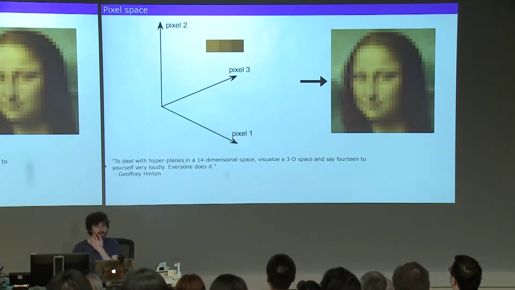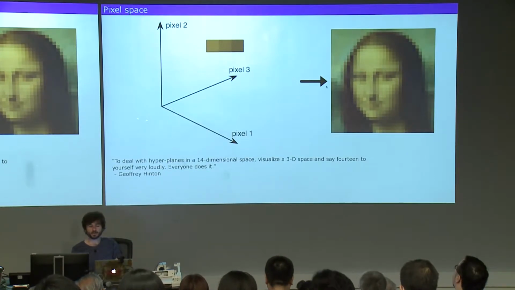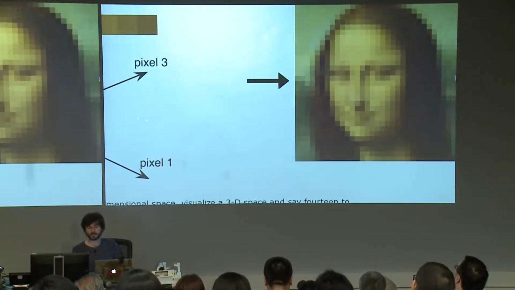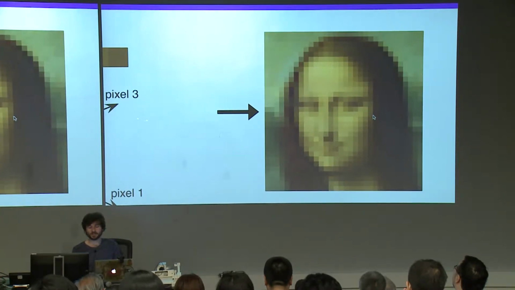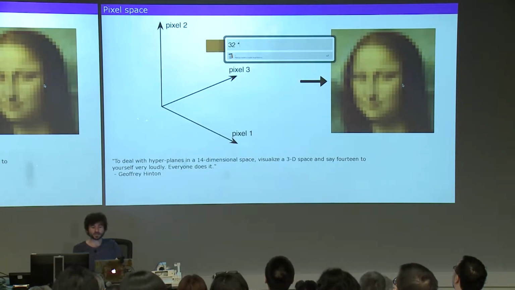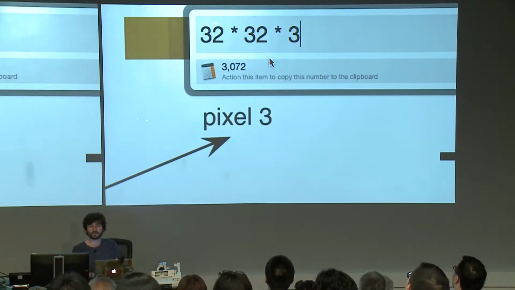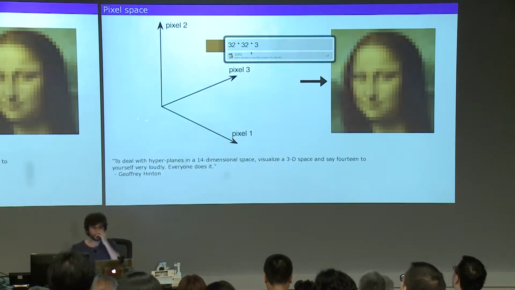Now let's think about this in the context of images. Imagine that you have images of size 32 by 32. So here's one possible image, and it might look familiar. This image has 32 pixels by 32 pixels, and it's color. So it has 3,072 dimensions, 3,072 numbers.